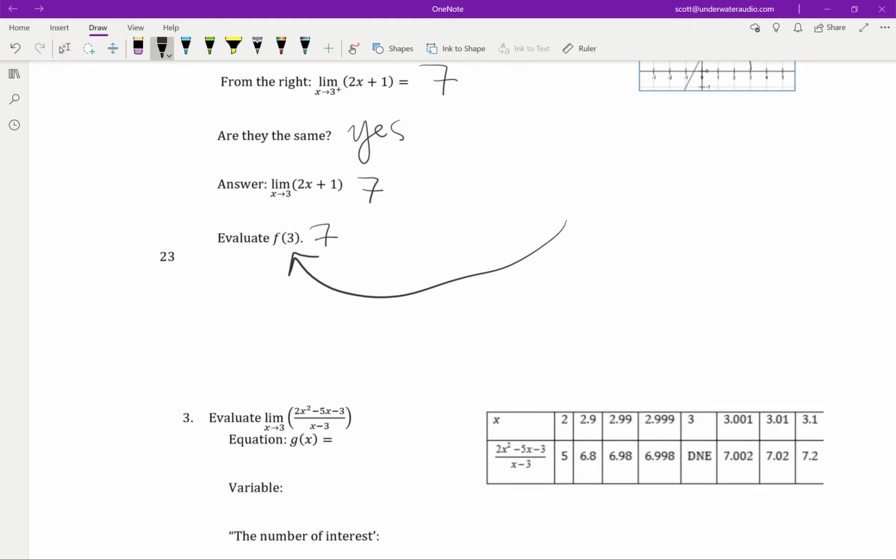So as I was saying, this limit as x goes to 3 being 7, and the value f of 3 equals 7, there's really no connection here. One doesn't rely on the other. Like one has no bearing on the other.